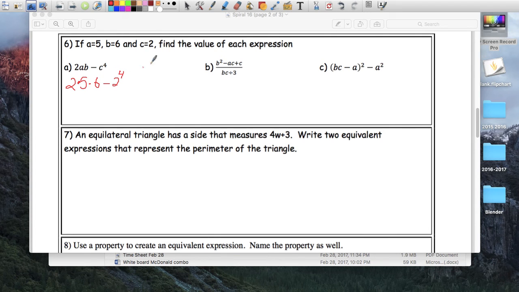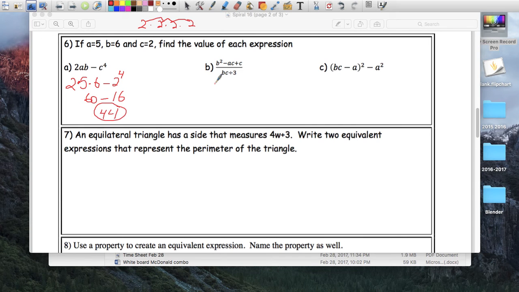And now I can solve it. So I can actually multiply these 3 and do the exponent at the same time. 2 times 5 is 10. 10 times 6 is 60. Minus 2 to the 4th is 2 times 2 times 2 times 2. So 2 and 2 is 4. 4 and 2 is 8. And 8 and 2 is 16. I can subtract, and I believe I'll get 44. This is what I'm looking for.